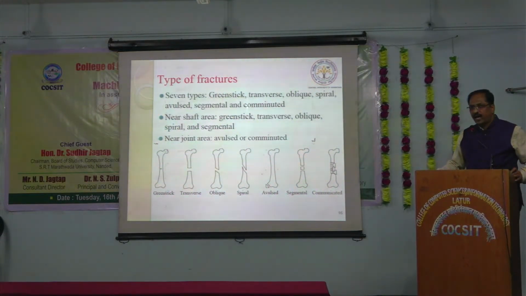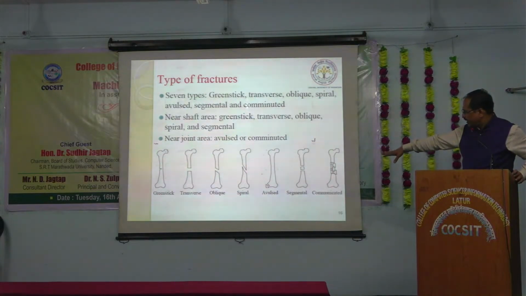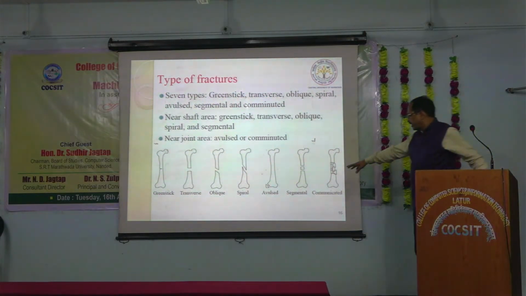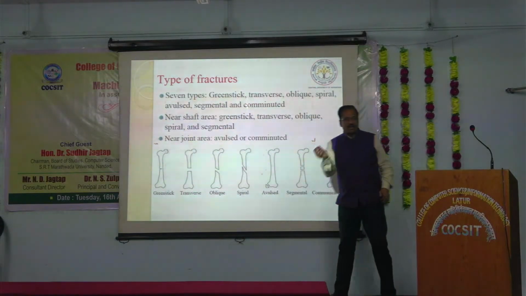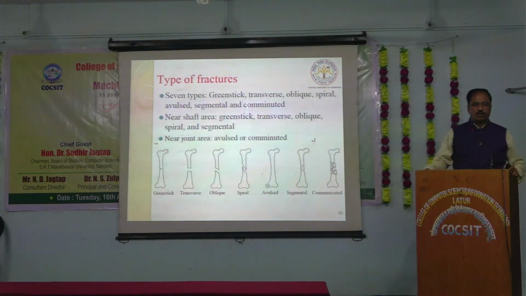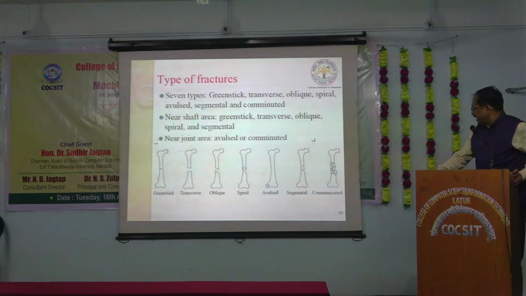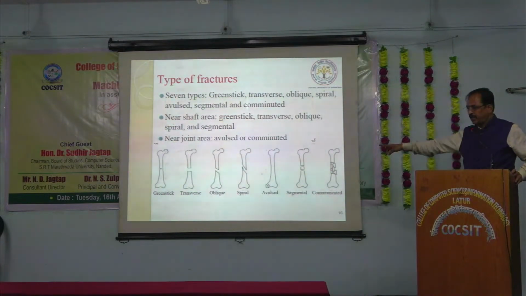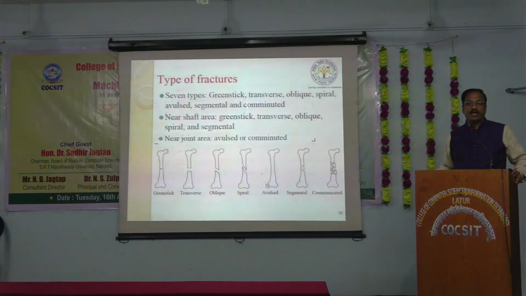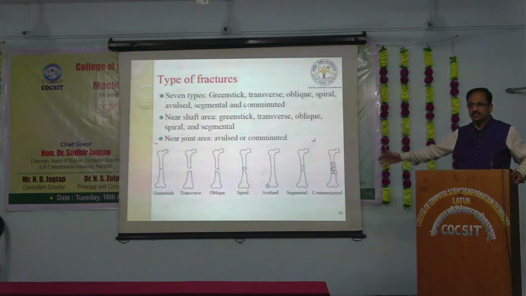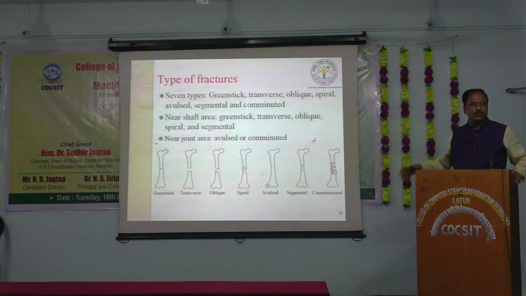Then avulsed, at the end, is basically near the joint area. This is the joint area, so a part of the bone is broken out. Then we have segmental, where the bone has become three pieces. If the bone is broken into many pieces, then it is called a communicated fracture. Many pieces. You can find communicated fractures in major accidents.